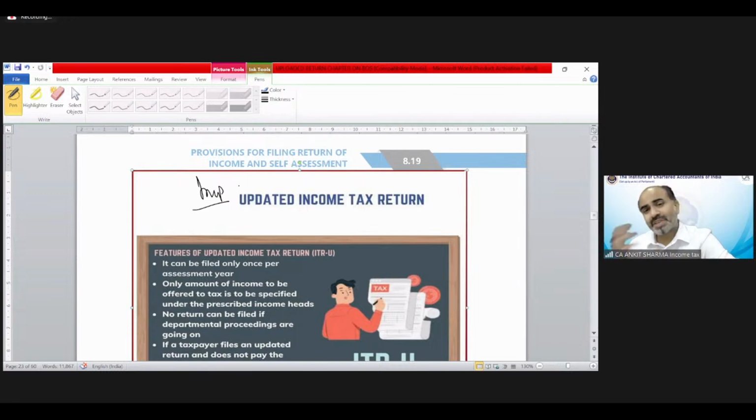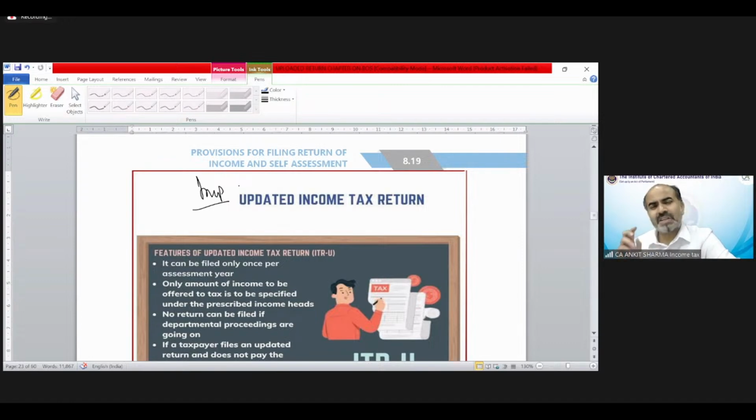So for those cases, if somebody has not been able to file his return of income, then the department started a new concept of updated income tax return. And that has been provided for 2 years. Within 2 years, you can file your updated return. If you have filed your return earlier also, then you can again file your return after 31st December 2024 in the form of an updated return.